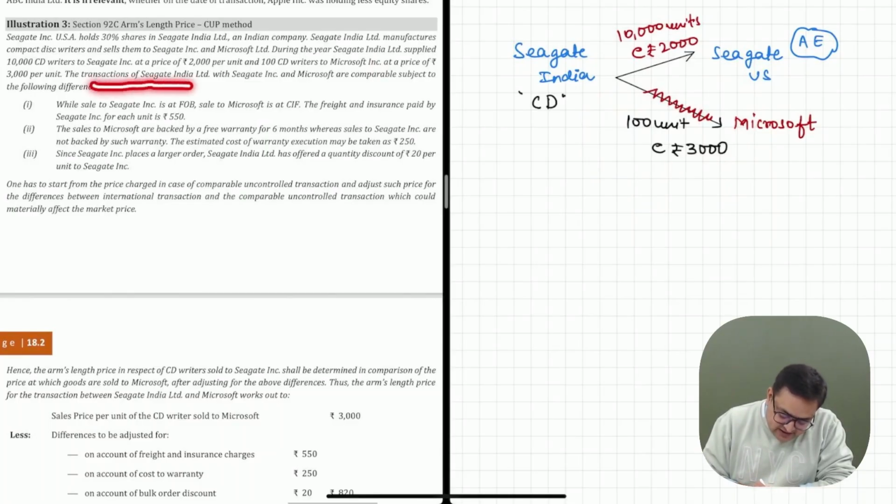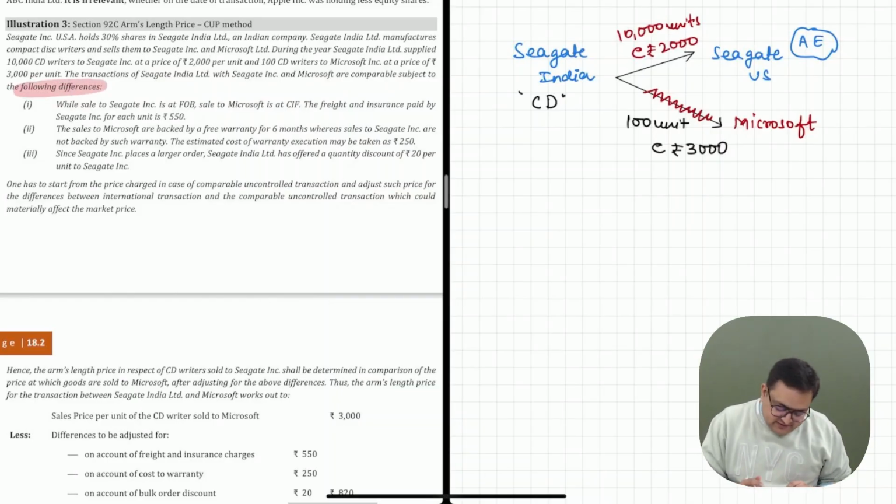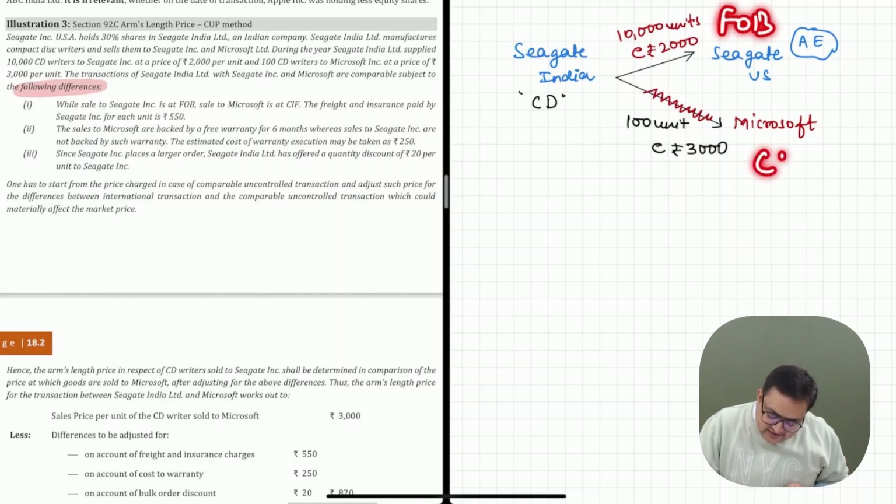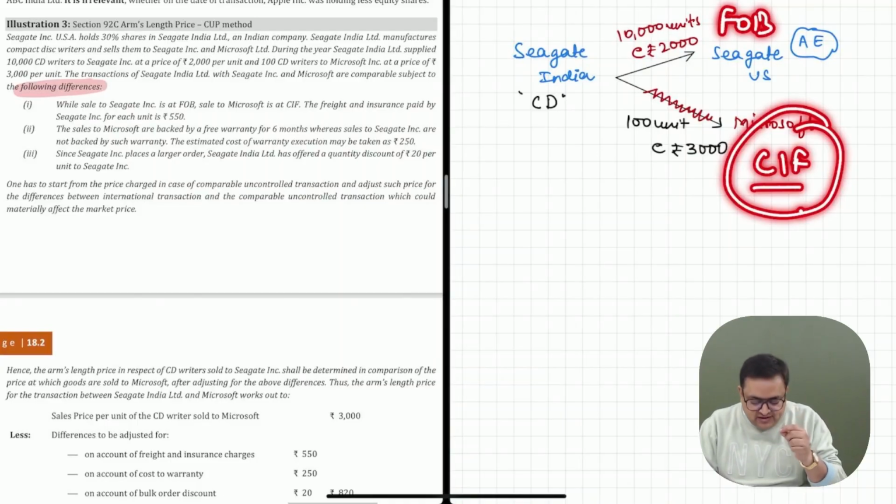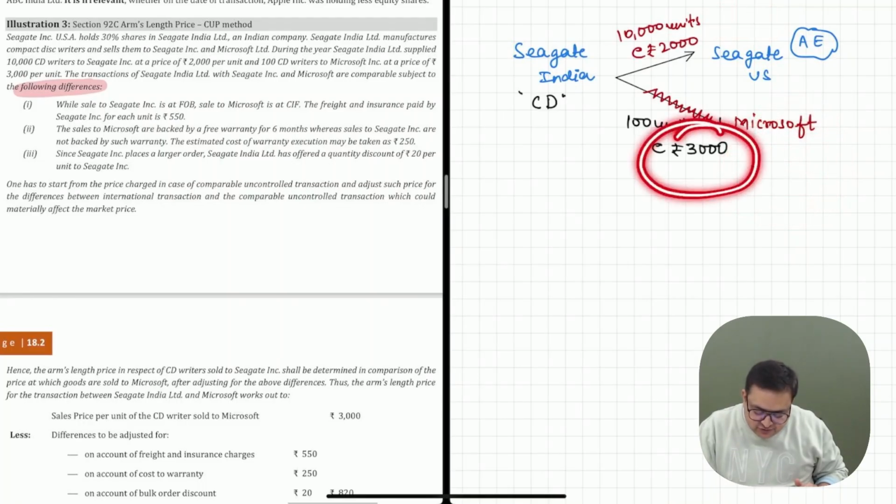And what is written over here? The transactions of Seagate India with Seagate Incorporation and Microsoft are comparable subject to the following differences. So there are certain differences. What are these differences? Let us see. The first difference is that while sale to Seagate is at FOB, sale to Microsoft is at CIF. What does it mean? This is an FOB sale and this is a CIF sale. In CIF, we charge extra. To compare it with Seagate Incorporation's FOB, we have to subtract.